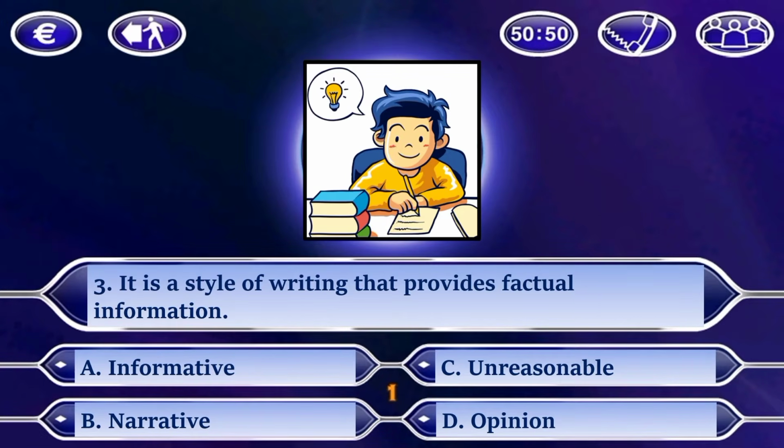Number 3. It is a style of writing that provides factual information. Is it A. Informative, B. Narrative, C. Unreasonable, or D. Opinion? Answer is A. Informative.